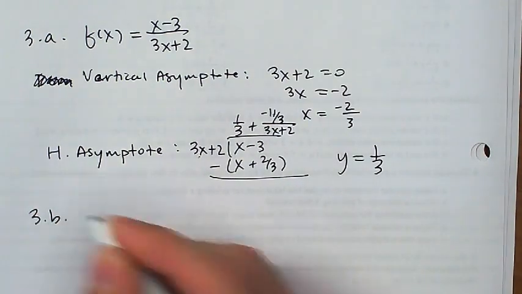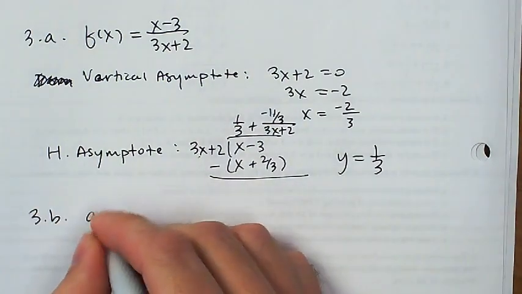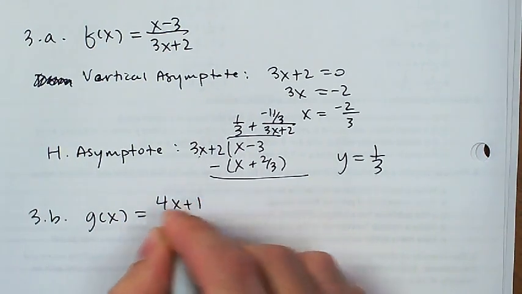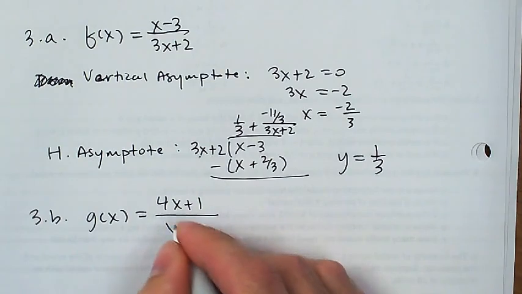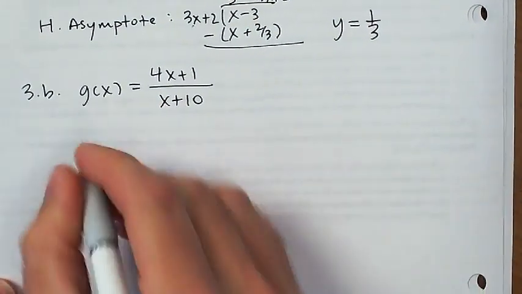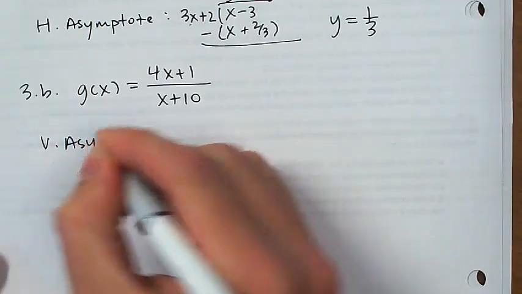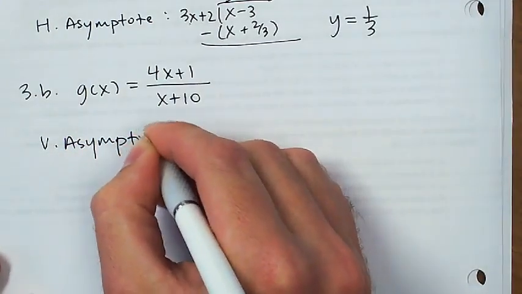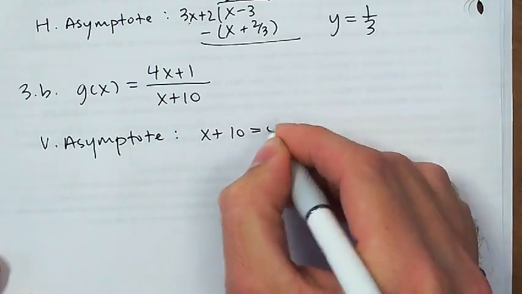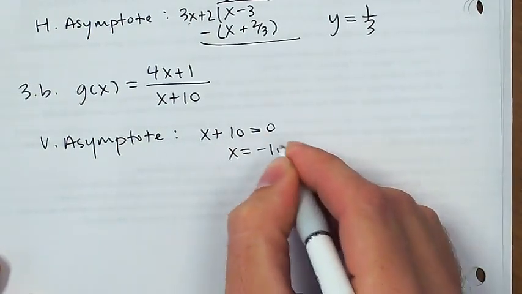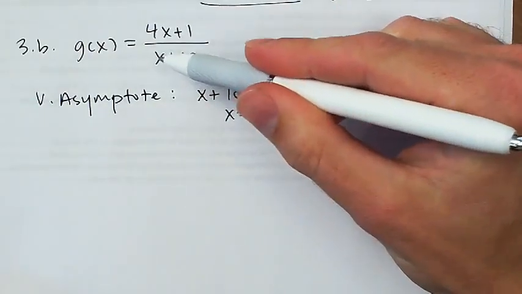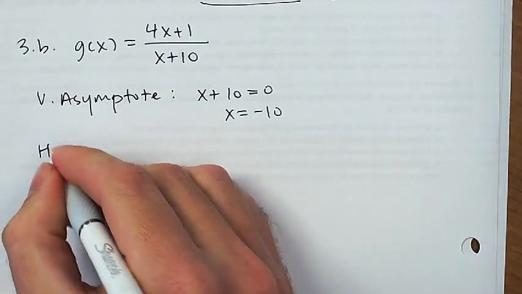So 3b is going to be g of x equals 4x plus 1 over x plus 10. And I'm going to do the vertical asymptote. I grab the denominator, set it equal to 0, subtract 10, I get x equals negative 10. For the horizontal asymptote, it's going to be 4 over 1. It's y equals 4.